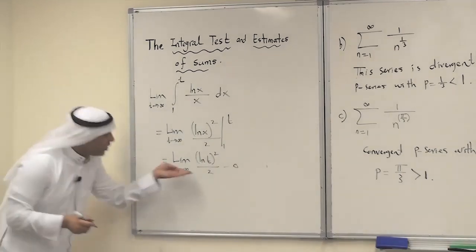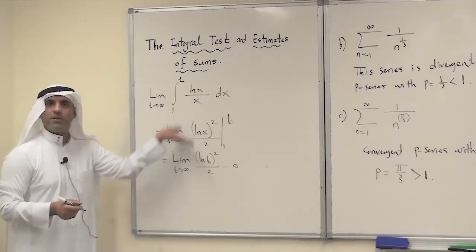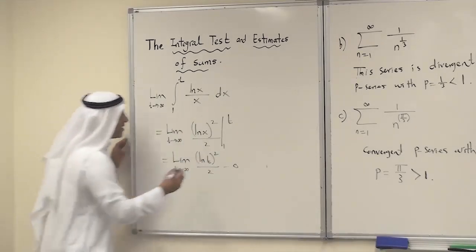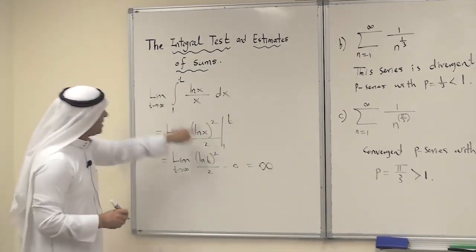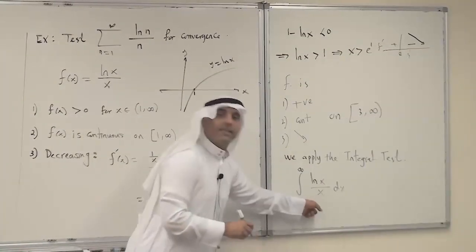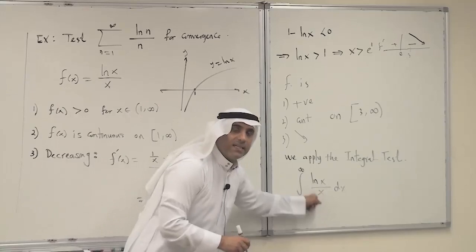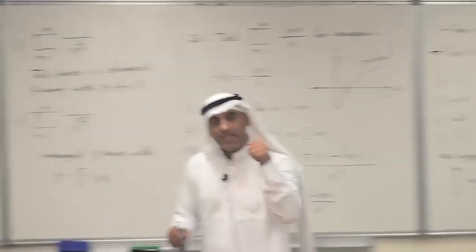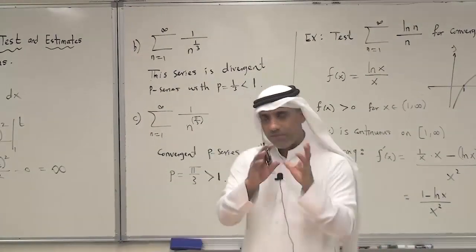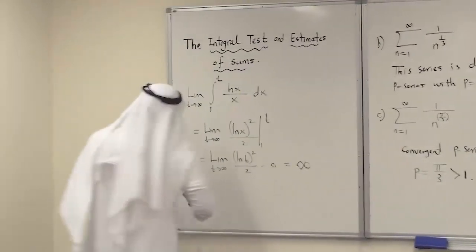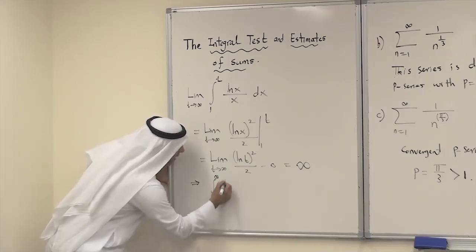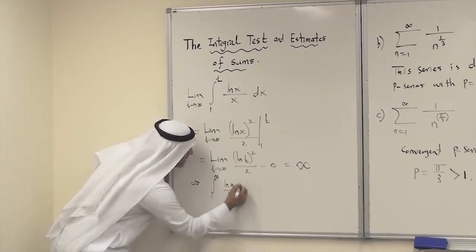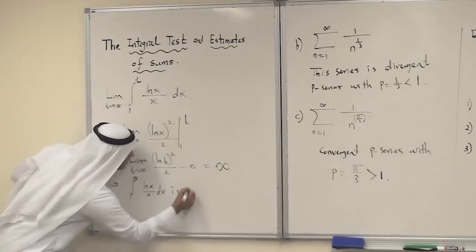Now what is the limit as t goes to infinity of ln of t? This is infinity. When you square it, it will go to infinity. So the final answer here is infinity. The conclusion is, since the limit is equal to infinity, this integral is divergent. And if the integral is divergent, by the integral test, the series itself is divergent. Let me write this one for you. So this implies the integral from 1 to infinity ln of x over x dx is divergent.